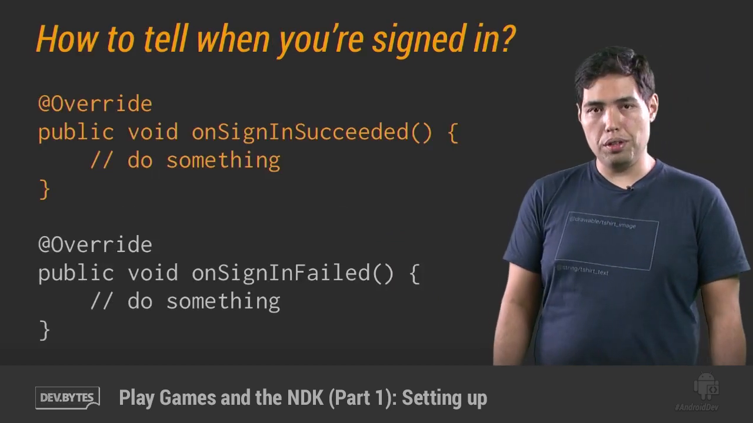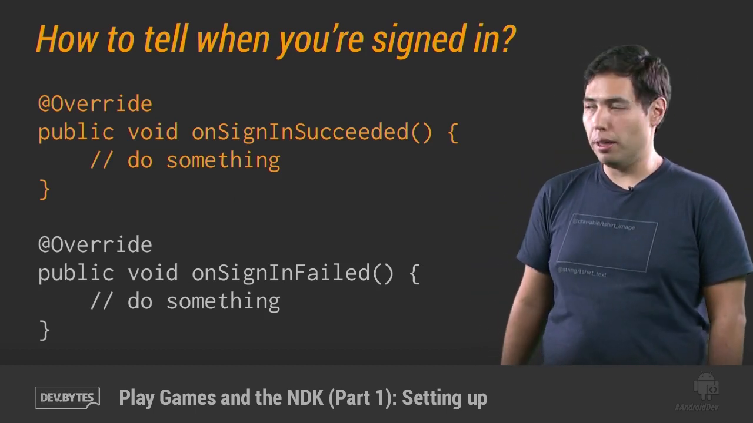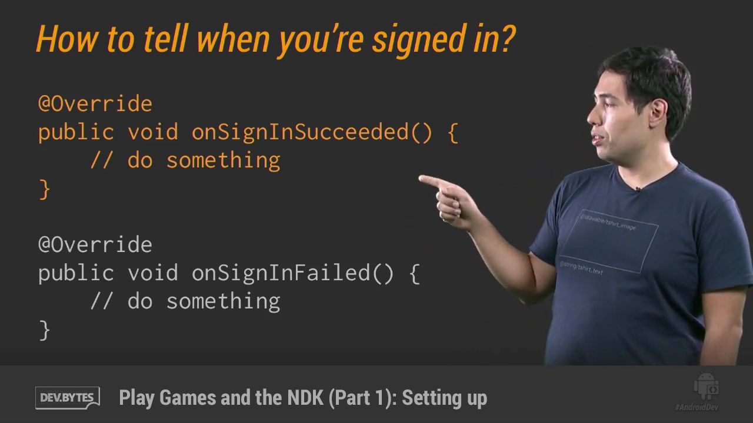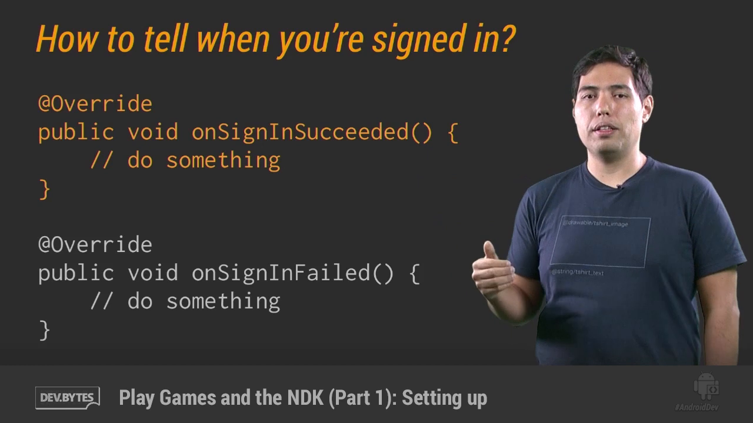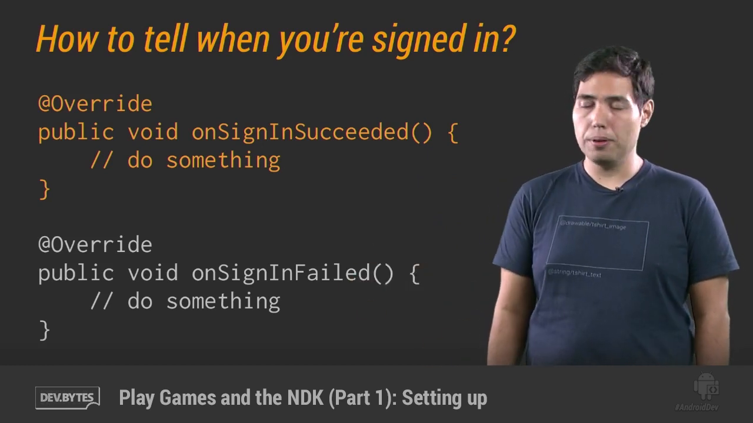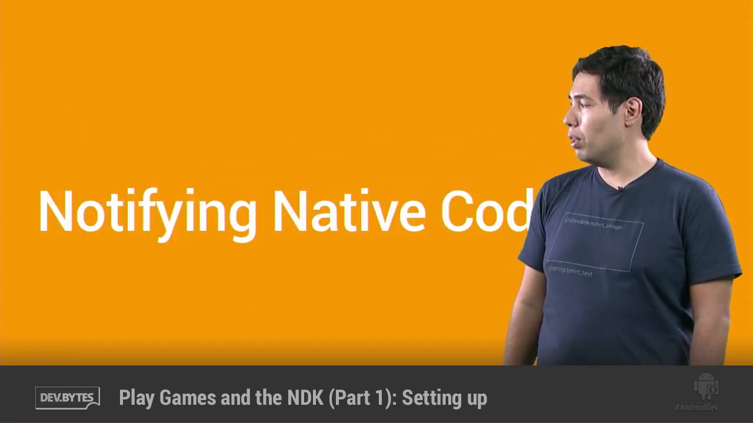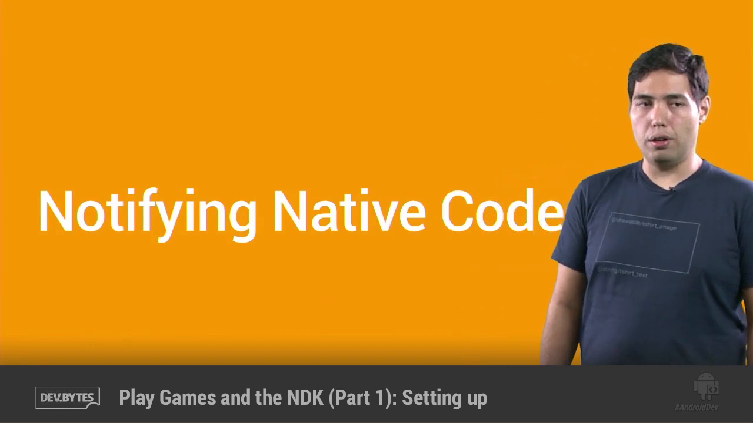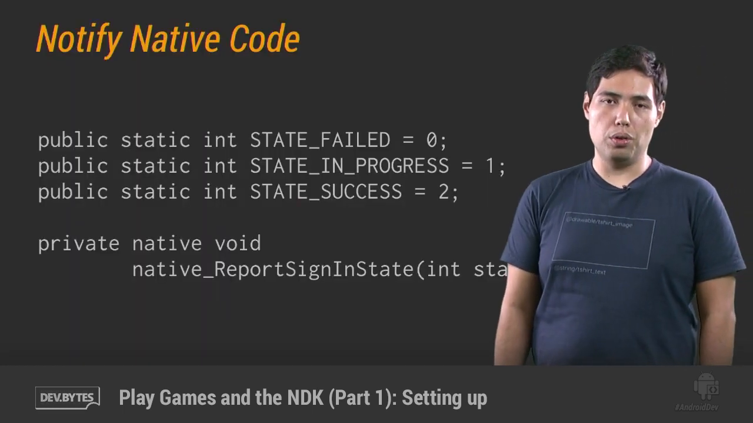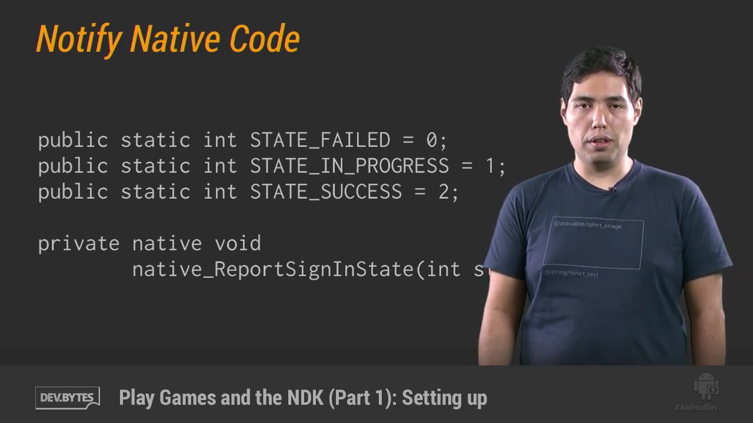All right, so after you do the sign-in flow, you have to know when you're actually signed in so that your game can respond to that appropriately. You're going to know that when, on the Java side, you get this onSignInSucceeded callback. That's the callback that tells you that sign-in has succeeded, or else that the sign-in has failed. So how do you actually notify the native code that this has happened? What you're usually going to have to do is write a native method that the Java side can call and then notify your native code that this happened.